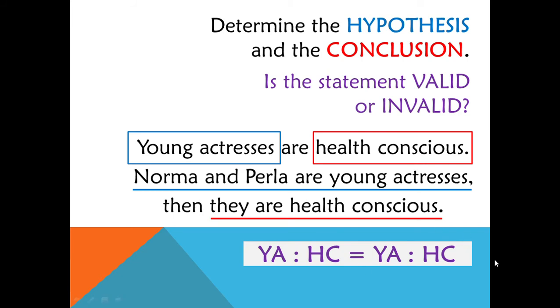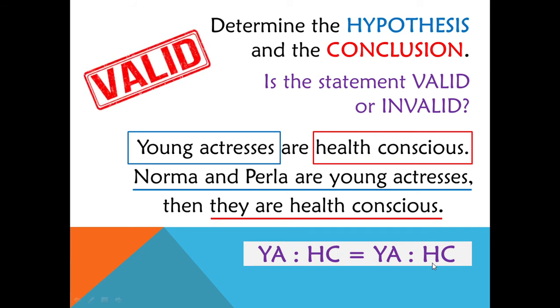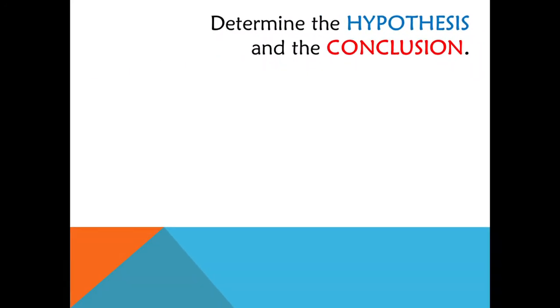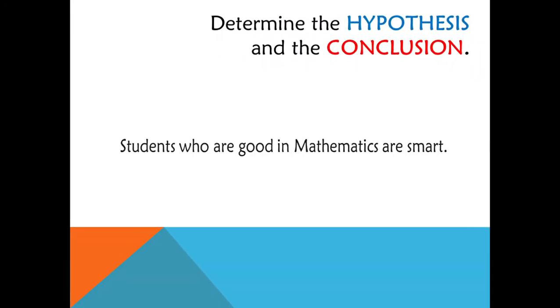Kapag po may pattern tayo na ganito na naunang binanggit si hypothesis, conclusion, pagdating sa susunod, siya pa rin si hypothesis at ito pa rin si conclusion. So, alternate po dapat yan. Kapag ganito po ang itsura ng proportion natin, the statement is valid. Let us now have our second example.